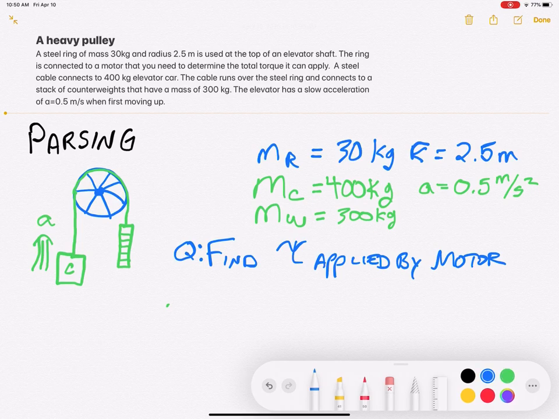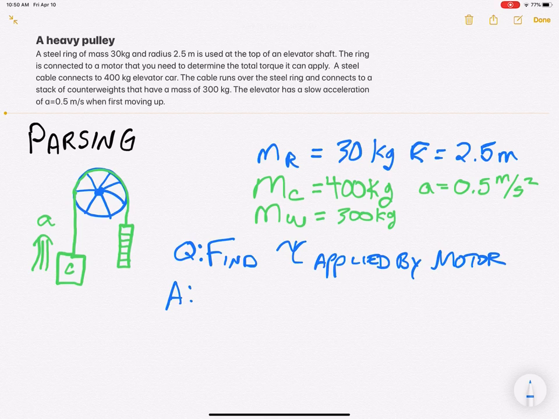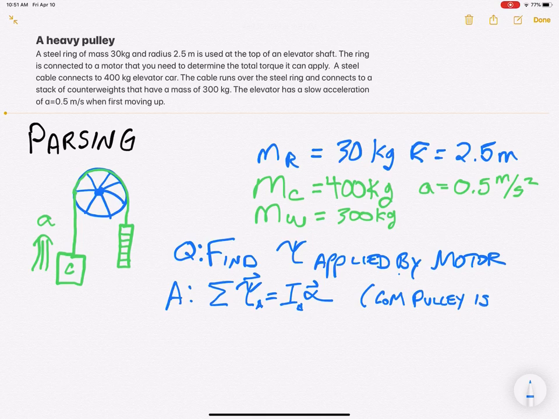Let's talk about our approach. We are looking for the torque applied by a motor, so let's find the torque for this scenario. And in this scenario, we can use this version: the torque around the same axis is equal to the moment of inertia and the angular acceleration, because the center of mass of the pulley is at rest. So this is our big assumption. Keep in mind, if it wasn't at rest, the whole thing would be falling down, which is the stuff of a disaster movie, not the stuff of an elevator problem.